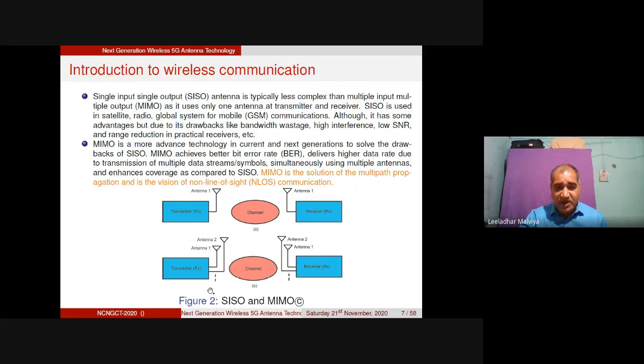So that's why we have MIMO, the multiple input, multiple output system, which uses multiple antennas as a transmitter as well as multiple antennas as a receiver. And in that case, we can find multiple paths, and the strongest signal can be captured by our mobile or by the base station whenever the uplink or the downlink takes place.